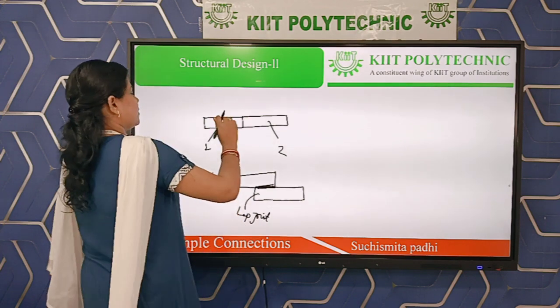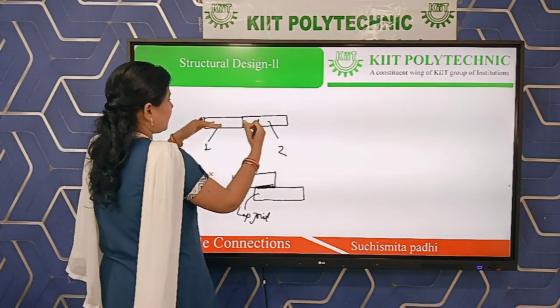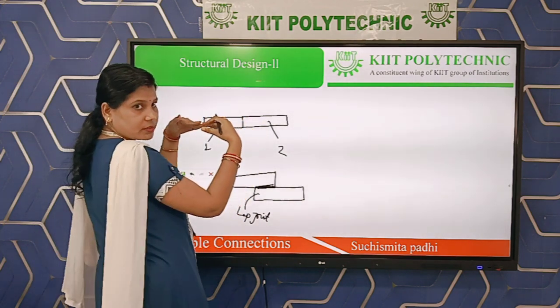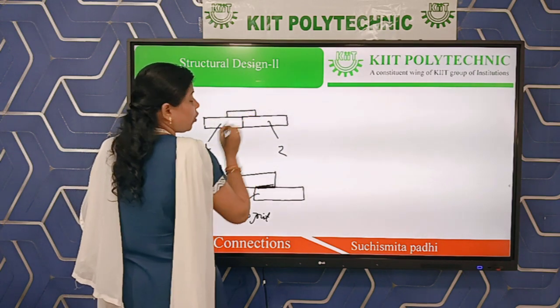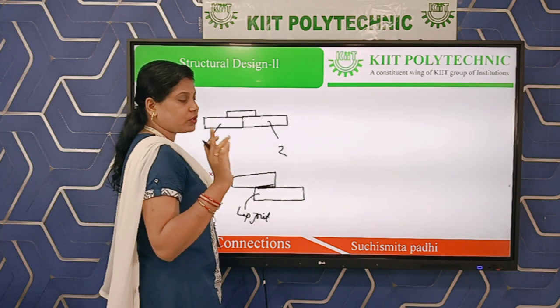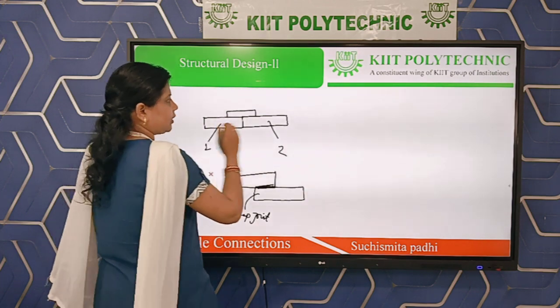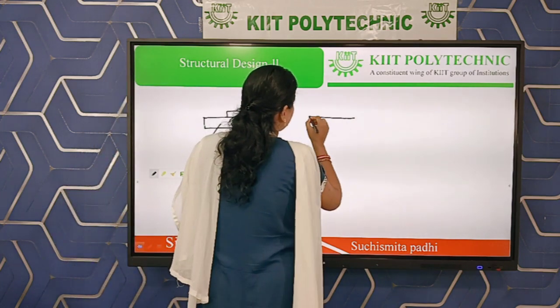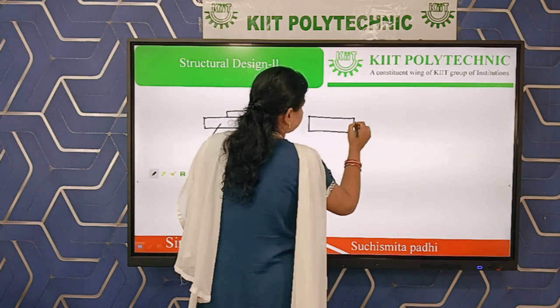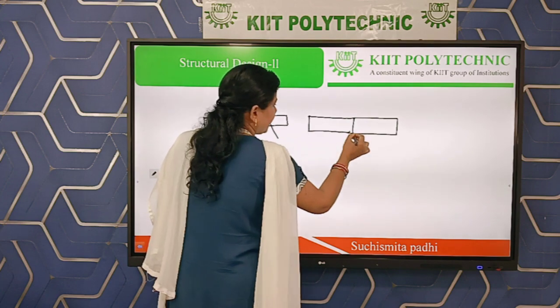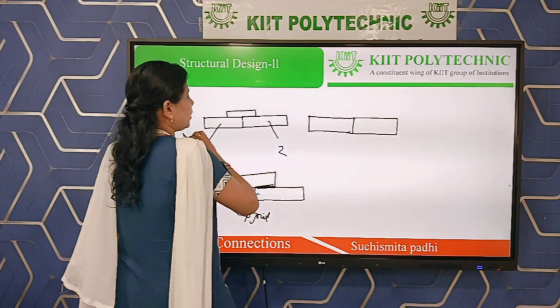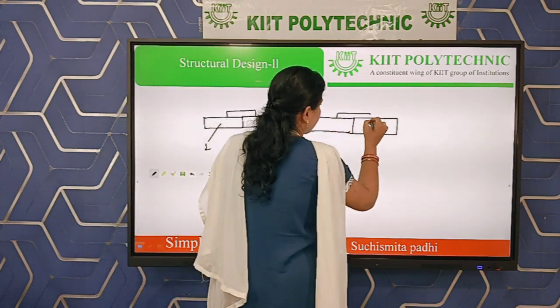So in the case of a butt joint, the members are connected end to end. Then we provide one cover plate or two cover plates according to the requirement. But the first step is to connect the members end to end.